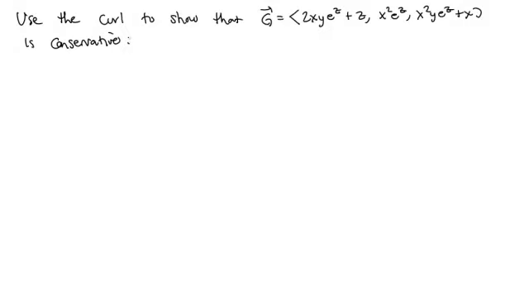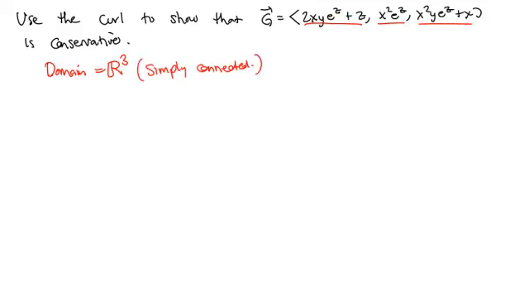Use the curl to show that the vector field g equals ⟨2xye^z + z, x²e^z, x²ye^z + x⟩ is conservative. Well, notice first off that the domain of g is going to be all points in R³, because it's built out of polynomials and the exponential function. So this set is simply connected.